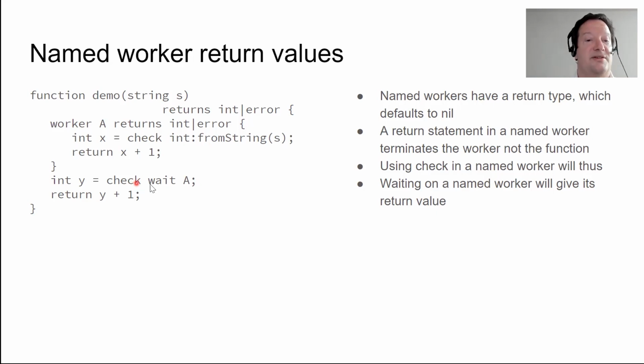And then when I wait for a worker, I get its return value. And because that may be an error, I'm checking to see if it's an error. So when I return from the worker, it returns a value from the worker. This gets the return value from the worker, and that may be an error. If that's an error, then I do check, and that will return from the function.